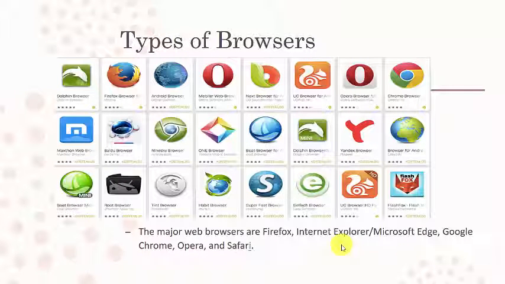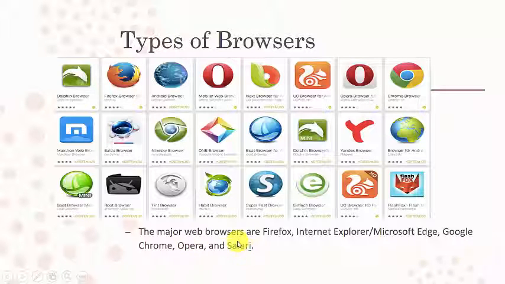You asked about types of browsers. I don't know how many there are, but there are very many of them. There's Firefox, there's Maxthon, there's Google Chrome. But the major ones, in my view, are Firefox, Internet Explorer, which has yielded to Microsoft Edge, the Google Chrome, the Opera, and the Safari.